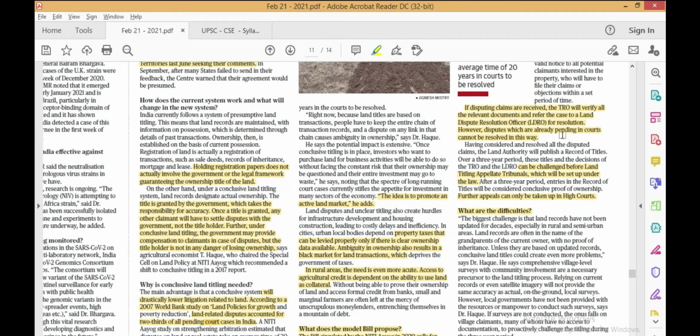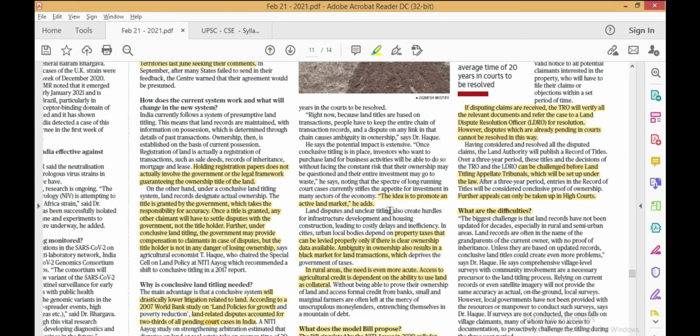And the next thing is, if disputing claims are received, and this part, see the cursor, this part says how the process will work. Okay, so we are not reading this part, please go through the article. I have prepared a document, I will share the PDF of the document in our Telegram channel. Please download that from our Telegram channel and go through it completely. You will get enough information. This will help you in your Sociology optional paper, particularly in your paper 2.